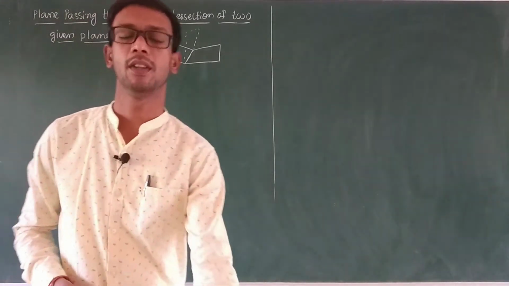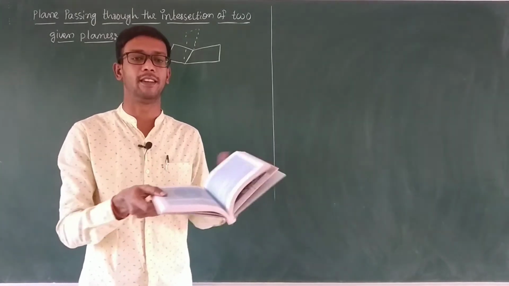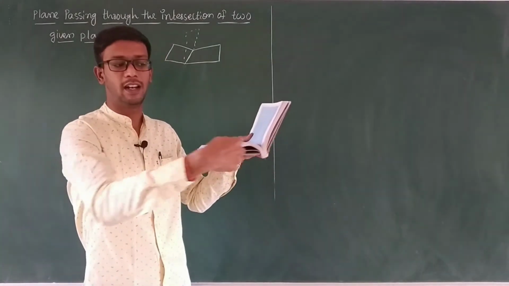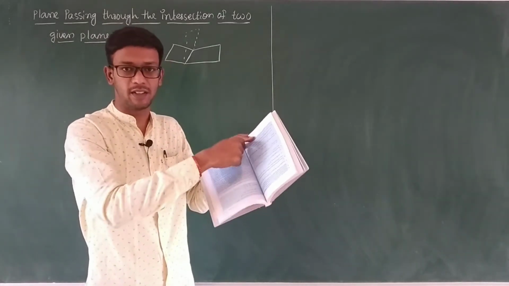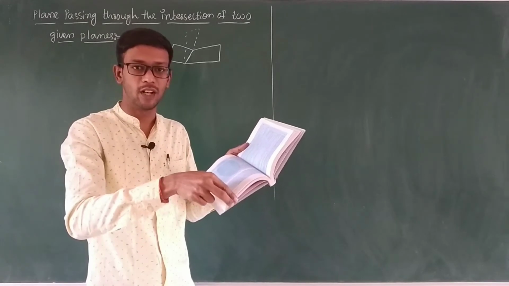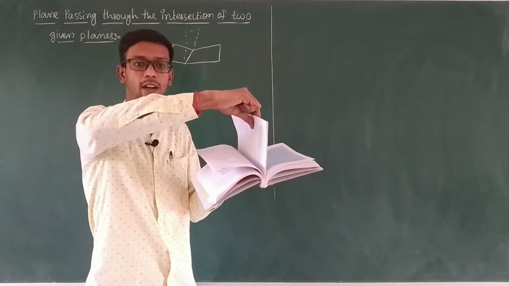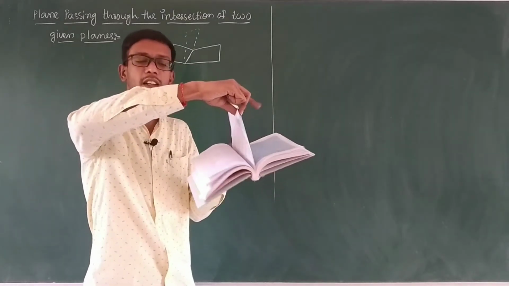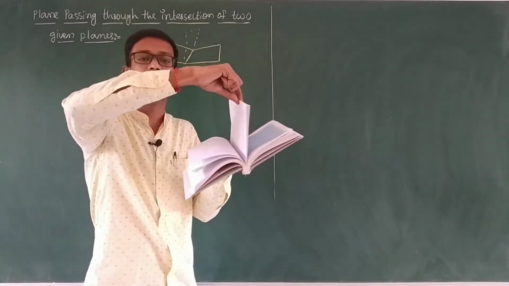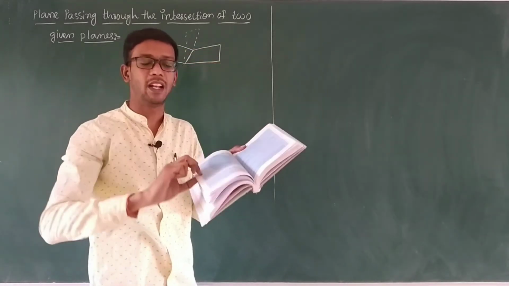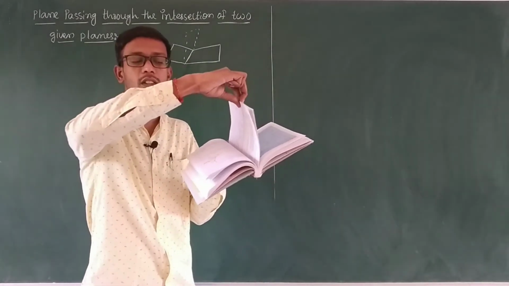For understanding purposes, you can take a book as an example. This is one plane and this is another plane. The intersection means this line. The plane equation passing through the intersection of these two planes is like this, and we have to find this plane equation. So this is how we will find it.